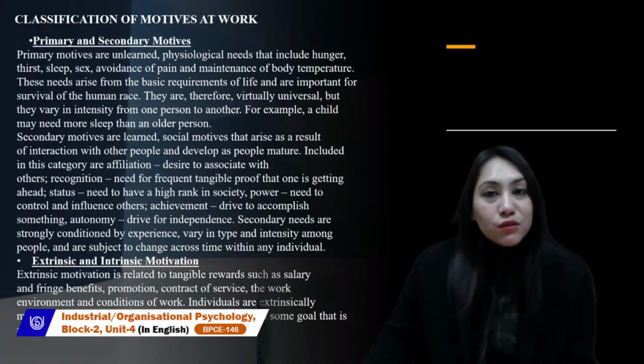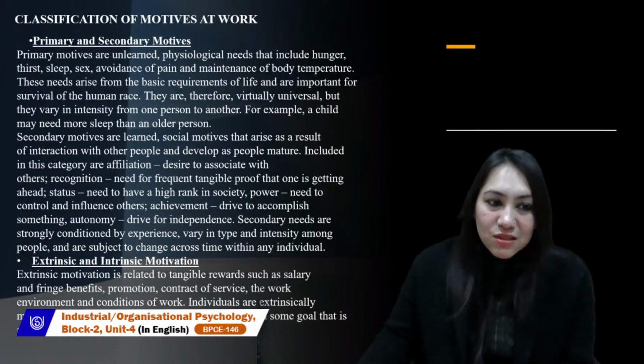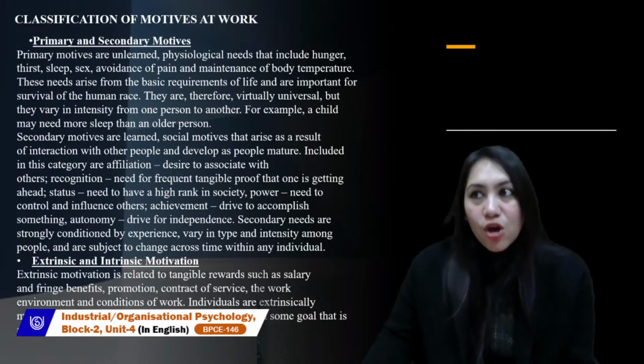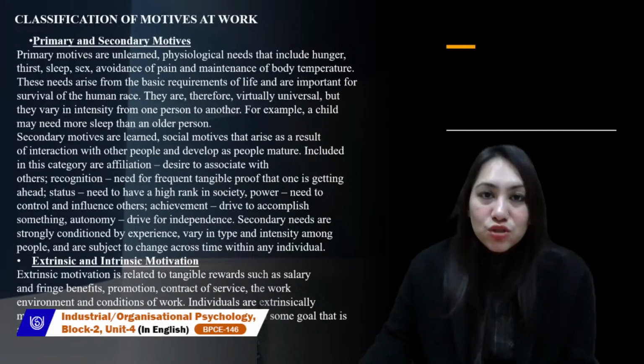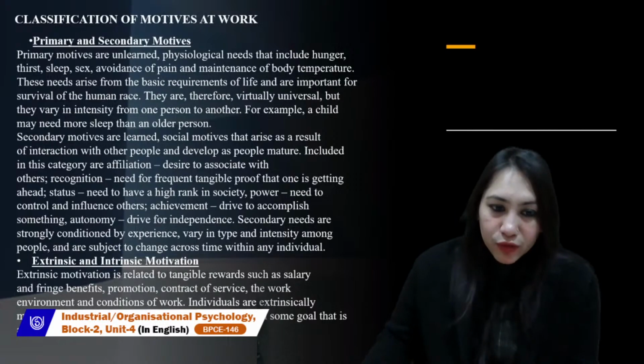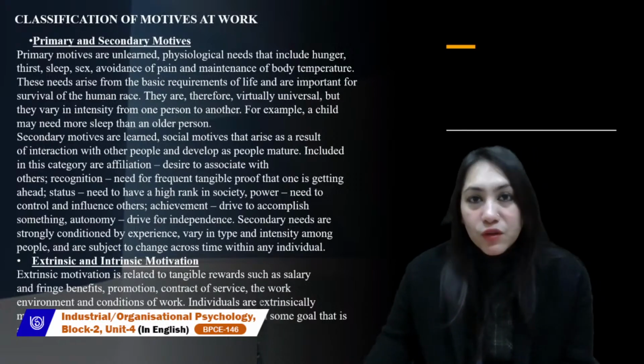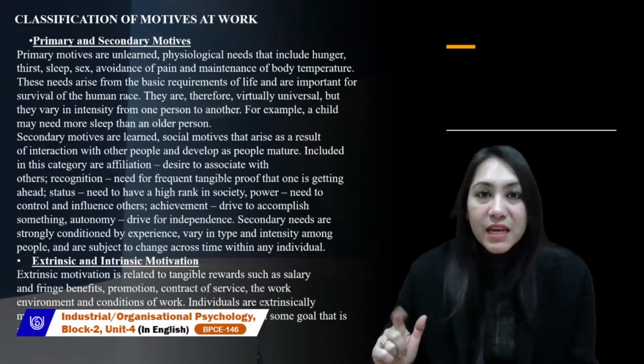Then there is a need for achievement, which is to complete a task or a goal. There's a need for independence, which is the autonomy that we talk about. Secondary needs are strongly conditioned by your experiences. Also, they can be conditioned by the culture and the norms that you are a part of. They can vary from people to people. They can fluctuate very frequently, even from day to night.